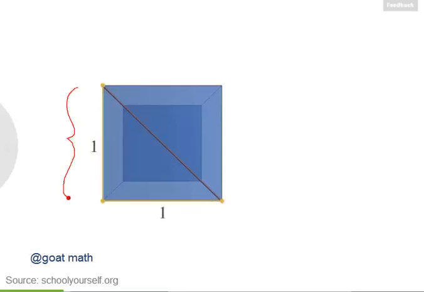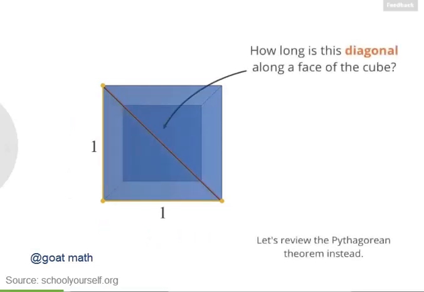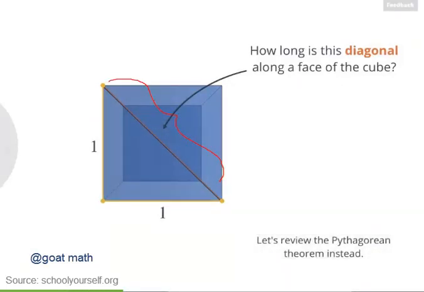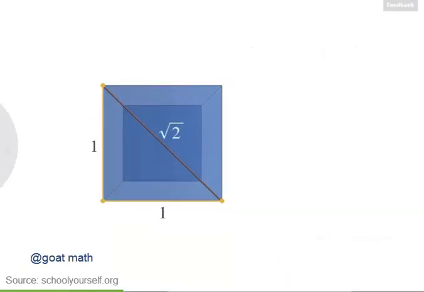Now we said that each edge of the cube has length 1, and notice that we have a right triangle here. So try using the Pythagorean theorem to find the length of this diagonal along a face of the cube. Excellent. So this diagonal along a face of the cube has length √2. Okay, that's great, but that's not the internal diagonal.